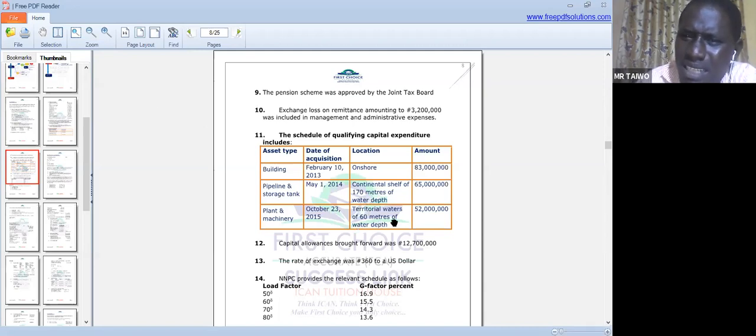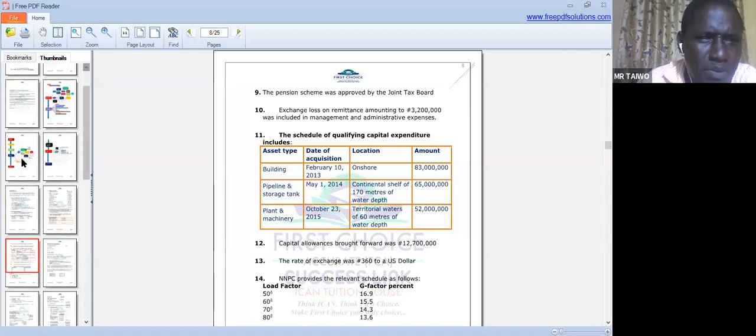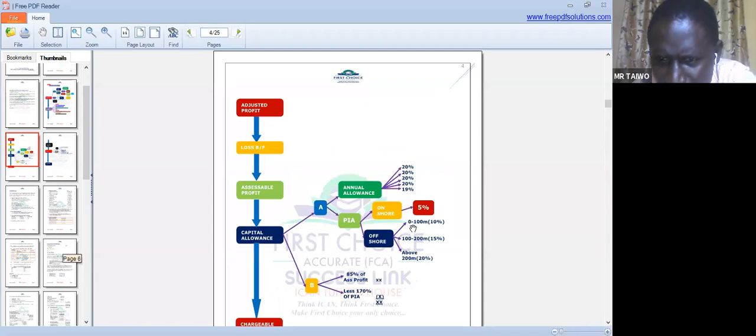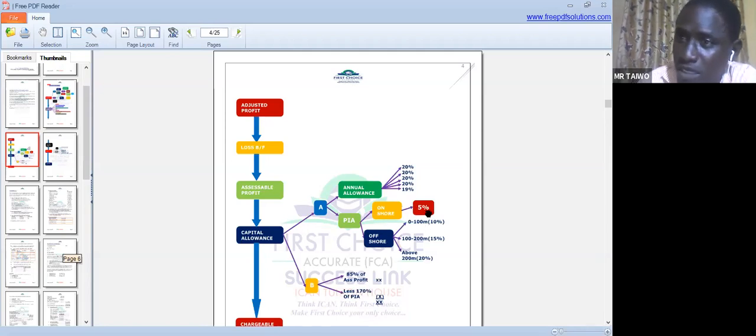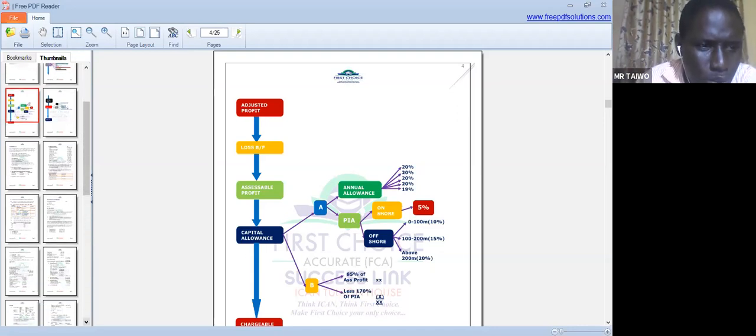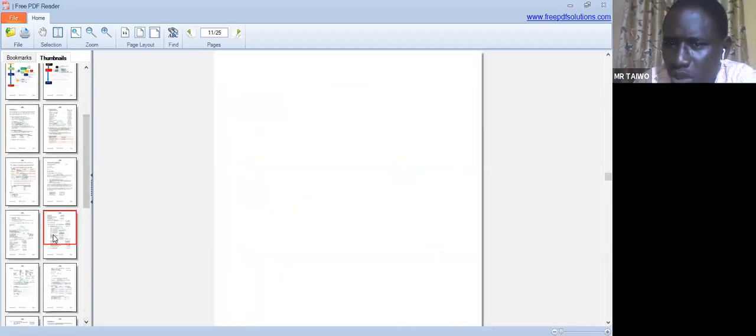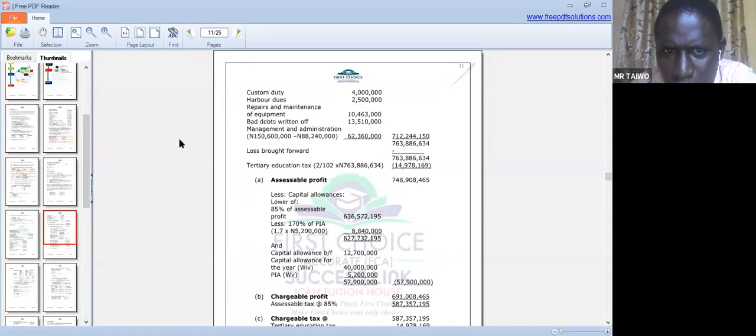If you are within 60 meters of water depth, if you look at the diagram I gave you, it's 0 to 100 meters. What's the rate? You know it's offshore now. If it's onshore, it is all 5% flat. But if it's offshore, they will tell you in the question whether 60 meters is between this or 100 meters. You use 10% as your petroleum investment allowance. I hope you can see it. That's why you now say 10% of that value will suffice for the petroleum investment allowance.